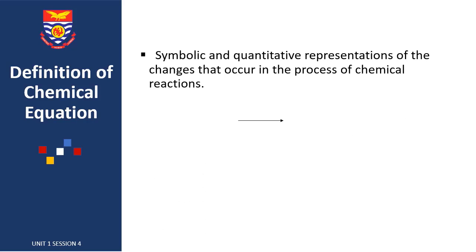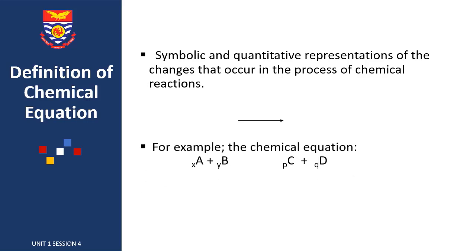Now, when we say chemical equation, we are referring to a symbolic and quantitative representation of the changes that occur in the process of a chemical reaction. In chemical reactions, there are bonds broken and new bonds formed. But we try to represent this symbolically and quantitatively in order to make its study simple and easier.